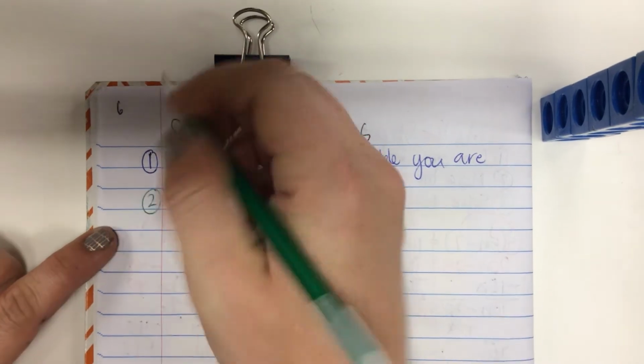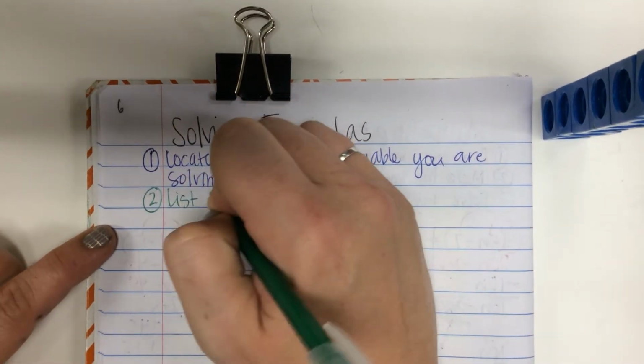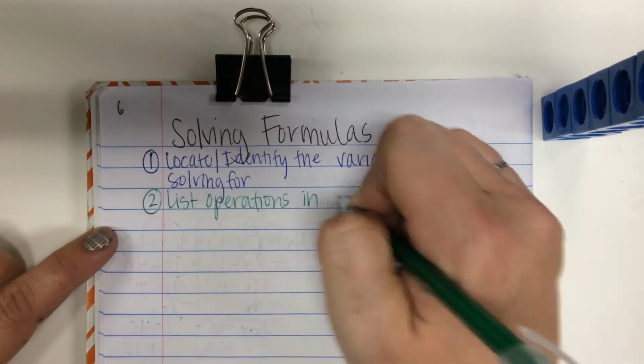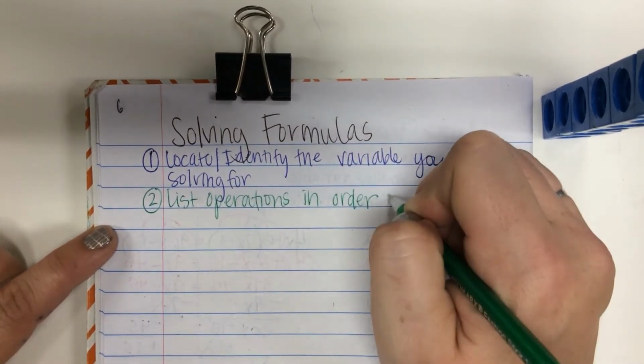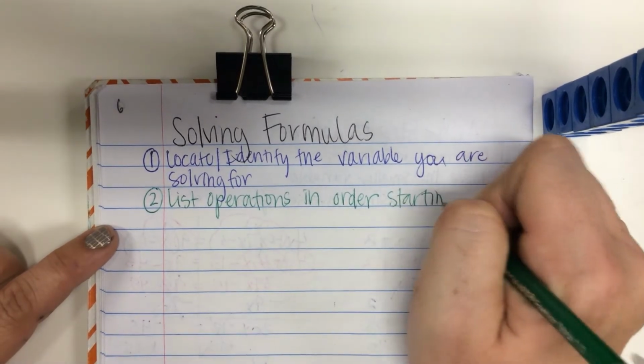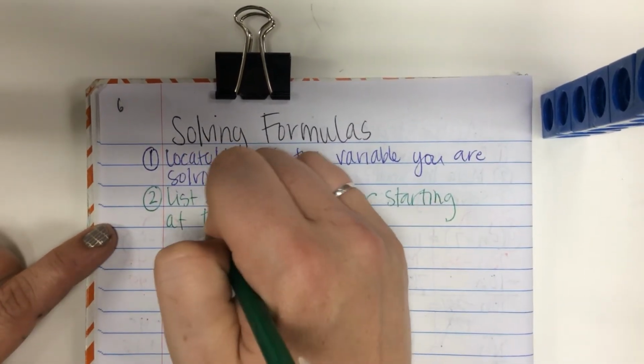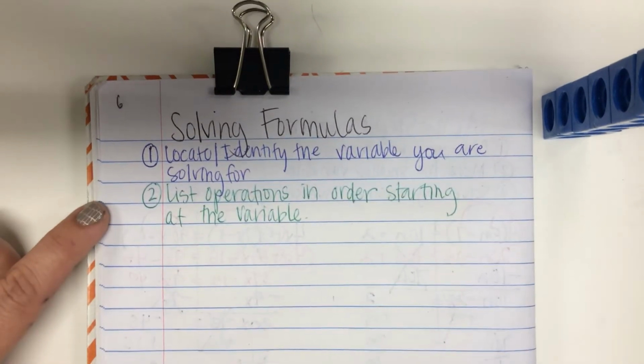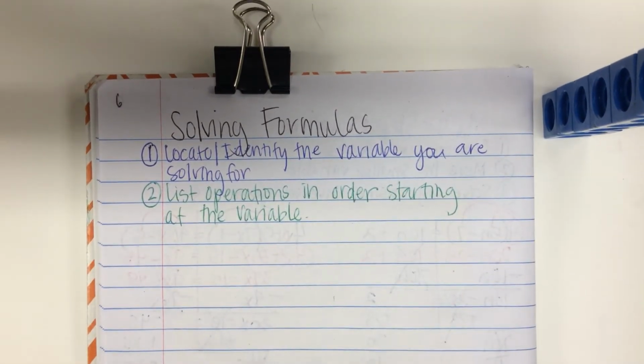Step number 2 is to list the operations in order. And we're starting at the variable. That's kind of confusing right now, and it'll make sense once I show you the problem. But step number 1 is to locate and identify the variable you are solving for. Step number 2 is to list operations in order, starting at the variable.